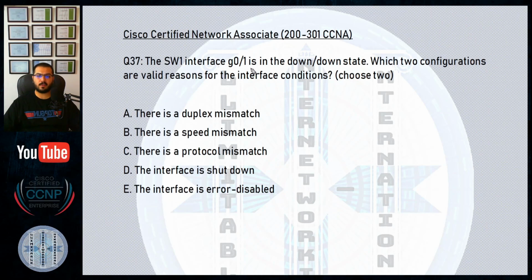Okay, the switch 1 interface gigabit D01 is down means that it's down and the other side is also down. So I have a problem from my side. Which two configs are valid reasons to have this result? Maybe there is a duplex mismatch, might be. There is a speed mismatch. Speed mismatch will not cause a down.